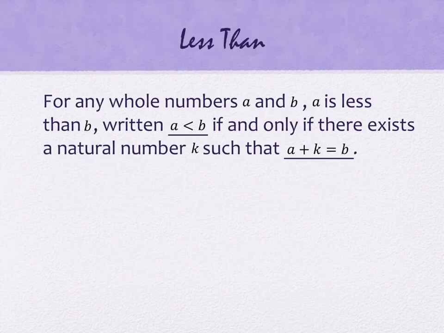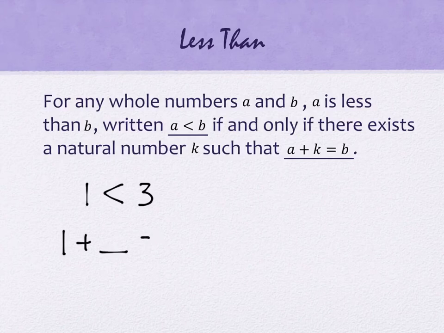Less than. For any whole numbers A and B, A is less than B, written as such, if and only if there exists a natural number K such that A plus K equals B. Let me show you in terms of numbers, because you know this to be true. Why is 1 less than 3? Well, it's because there's a number that I can add to 1 to get to 3, a positive number, a whole number, a counting number actually. What would that number be? Yeah, it's 2.